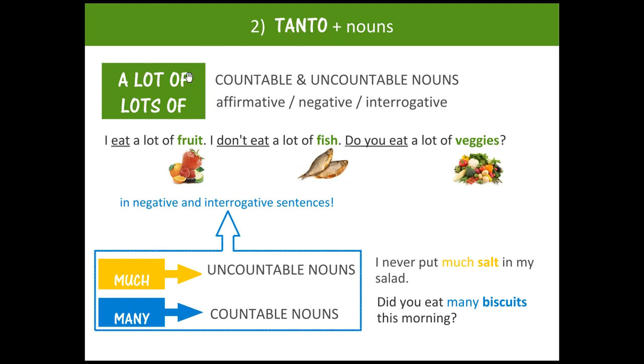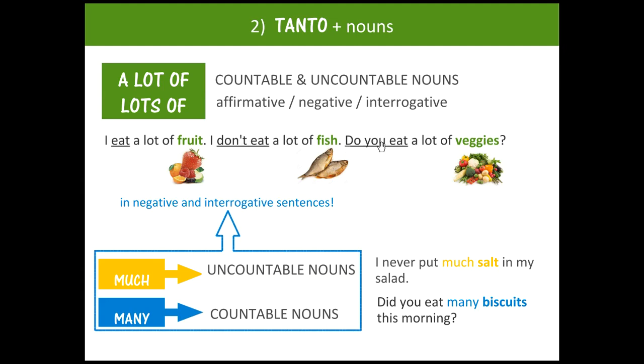We are lucky because we can use a lot of or lots of in any case. So with countable and uncountable nouns, and in all types of sentences, affirmative, negative, interrogative, a lot of and lots of is always okay. Have a look at the example. I eat a lot of fruit. Fruit is uncountable. The sentence is positive. I don't eat a lot of fish. Fish is uncountable. Then the sentence is negative.